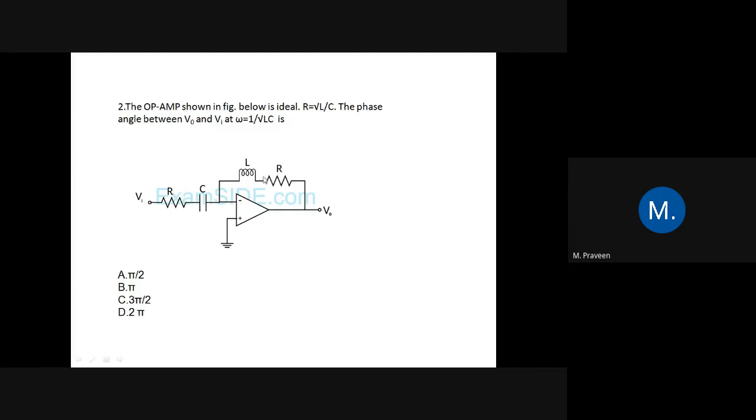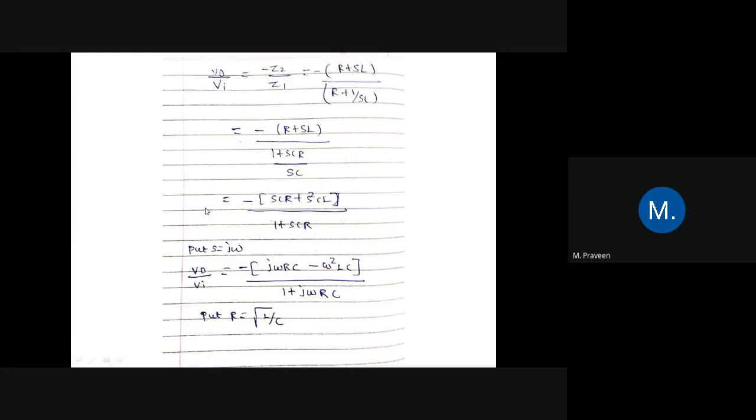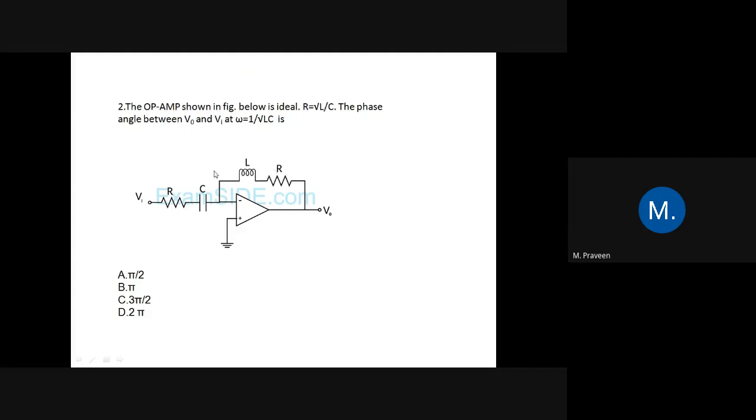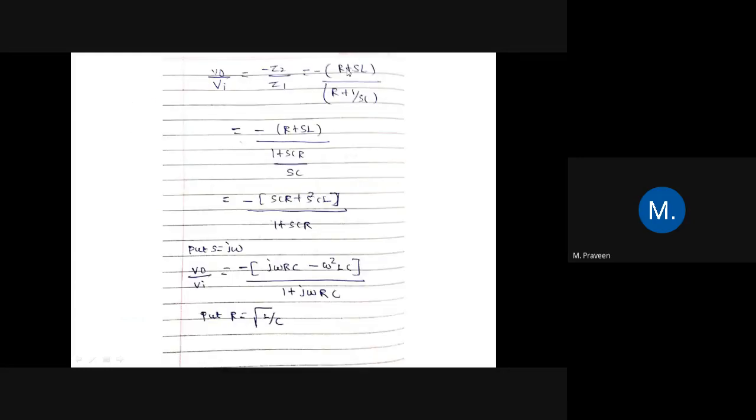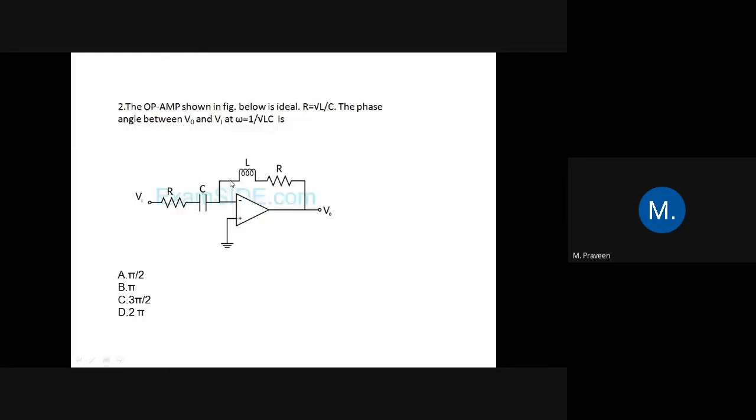Here the feedback impedance is the combination of inductance and resistance, and the input impedance is the combination of resistance and capacitance. So V naught divided by VA is minus RF divided by R1, where RF is Z2 and R1 is Z1, so minus Z2 by Z1. The feedback impedance, with inductance and resistance in the S domain, is SL plus R, divided by R plus 1 by SC.